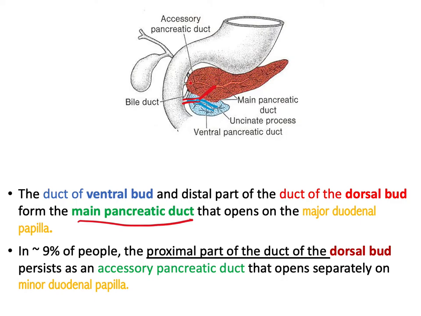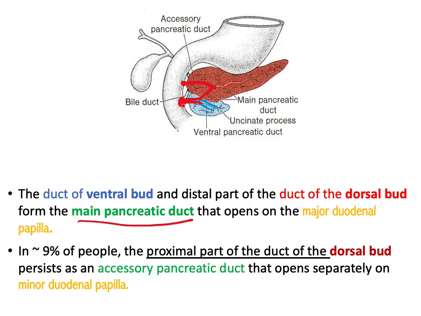So the proximal part of the dorsal bud will form the accessory pancreatic duct, which, of course, opens into the minor duodenal papilla. Again, the main pancreatic duct opens into the major duodenal papilla, right? So you have two papillae.